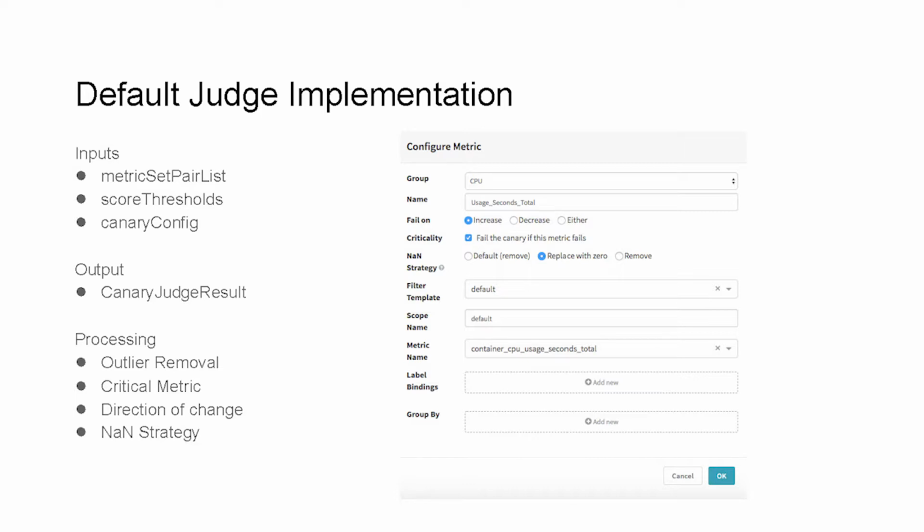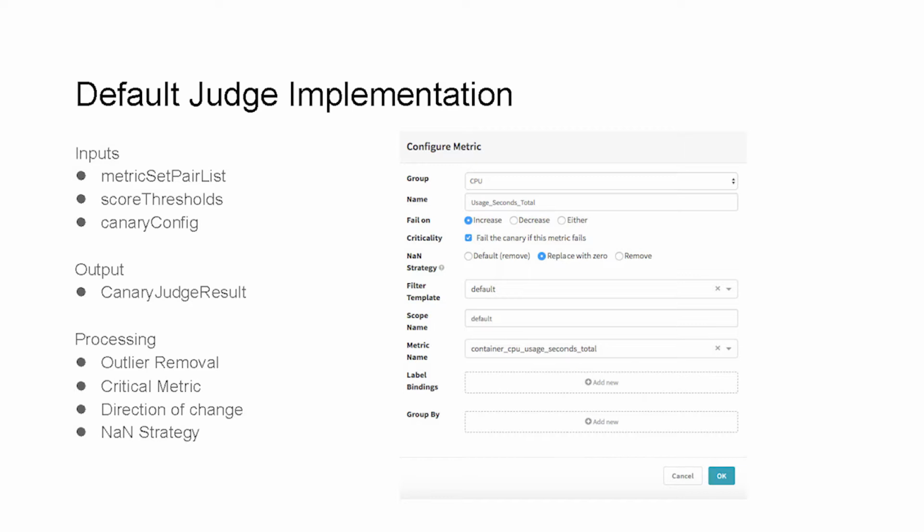Here you can see the judge has this canary config as input, thresholds that are being sent to return a pass or a fail with the data. Right? These are the ones that you would overwrite. And the metric pair list. Sorry. So metric pair list, score thresholds, and canary config. Output is the canary judge result.